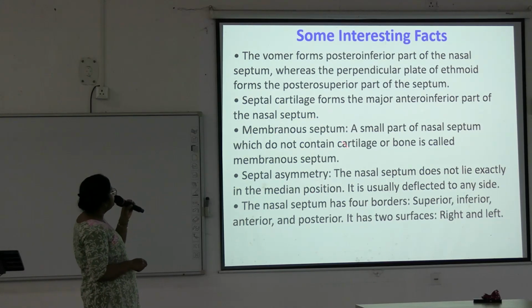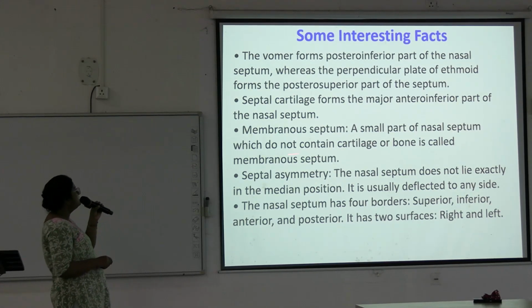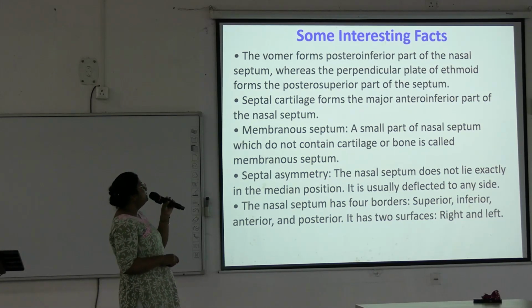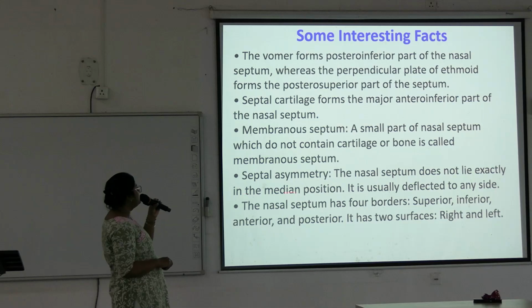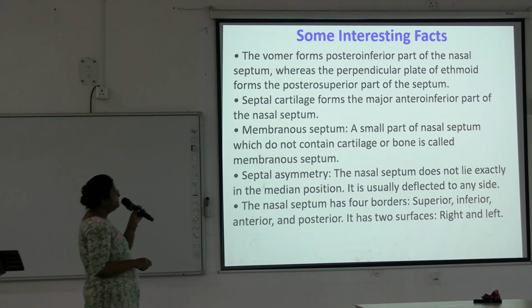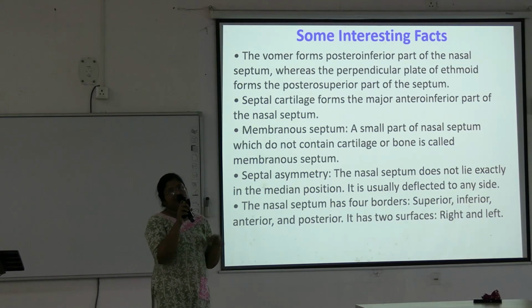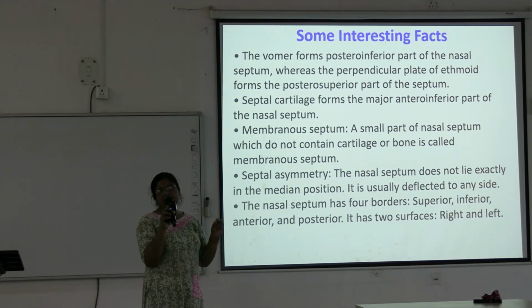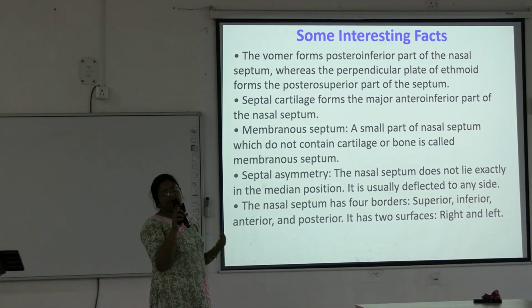And membranous septum, it is a small part of the nasal septum which does not contain any cartilage or bone. It is called membranous septum. Septal asymmetry: the nasal septum does not lie exactly in the median plane and it is usually deflected to one side. Okay. A small deviation does not cause any problem. If it is deviated much to one side, there will be blockage of the nasal cavity and difficulty in breathing.